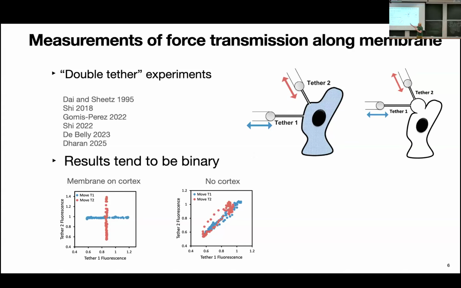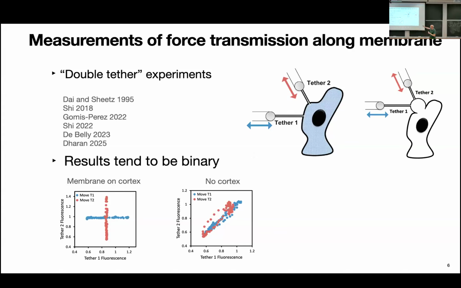Okay, and when I said binary, if you take another experiment where you do the same double tether experiment, but on a membrane without this cortex, which would allegedly create some kind of frictional resistance, you see that as you solicit one tether, there's an almost immediate response of the other tether. So this data is supposed to show that in the absence of the cortex, when you pull on one of these bubble-shaped objects, the perturbation travels very quickly. That's what I mean by binary.